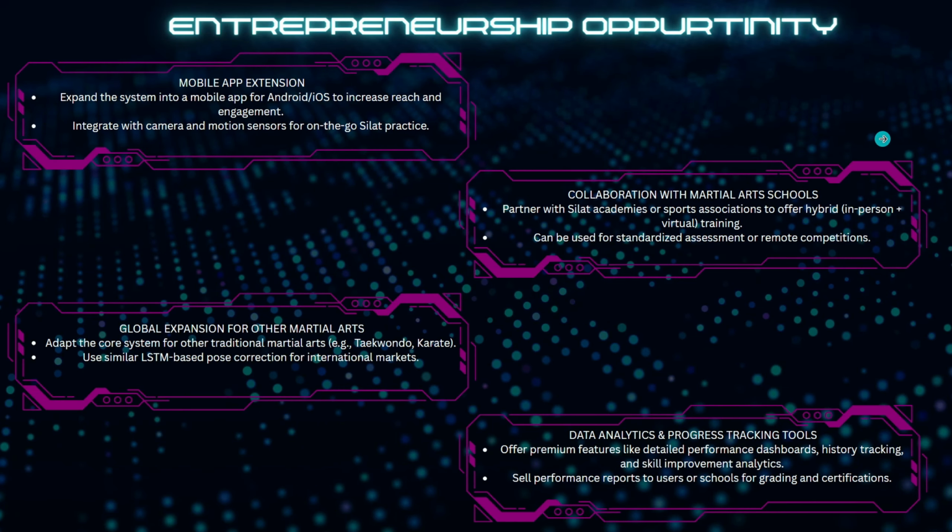For entrepreneurship opportunity, the first one is mobile app extension. Expand the system into a mobile app for Android or iOS to increase reach and engagement. Integrate with camera and motion sensor for on-the-go Silat practice. The second one is collaboration with martial arts schools. Partner with Silat academies or sport associations to offer hybrid, in-person or virtual training. Can be used for standardized assessment or remote competition.